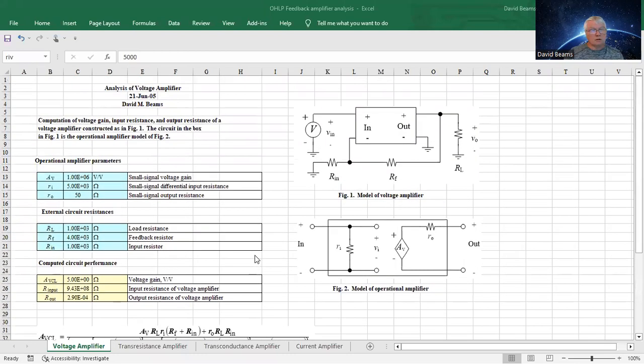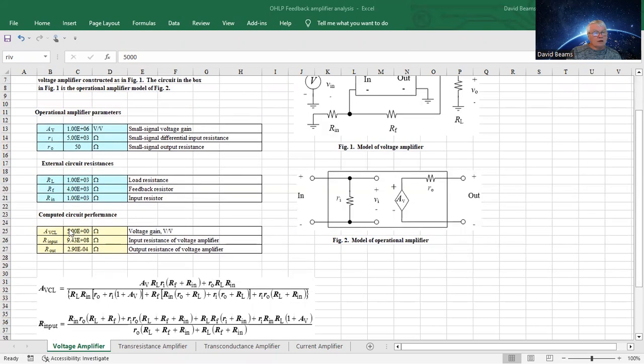This is the spreadsheet that is the analysis of feedback amplifiers of various kinds, feedback amplifiers built around an operational amplifier. This block here represents an operational amplifier whose model is a voltage-controlled voltage source with a given open-loop voltage gain in series with an output resistance and having a differential input resistance. This block holds those parameters of the op-amp. Then the external circuit components, in this case, a load resistor and 2 resistors R sub F and R in. From the parameters you enter, it calculates the circuit performance.